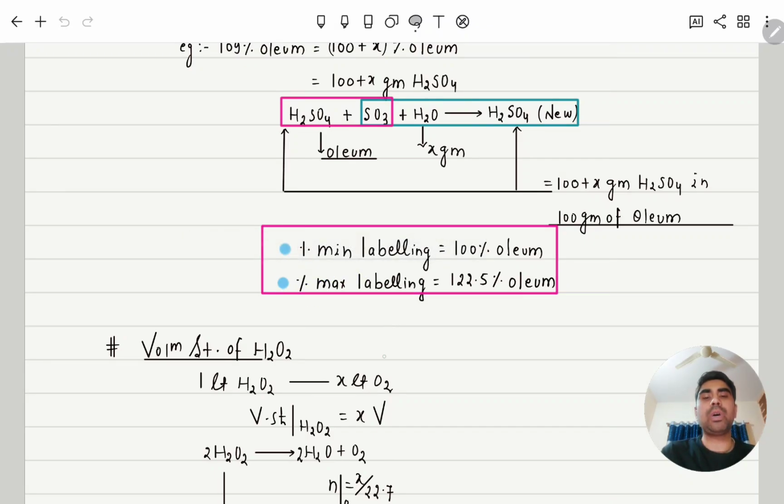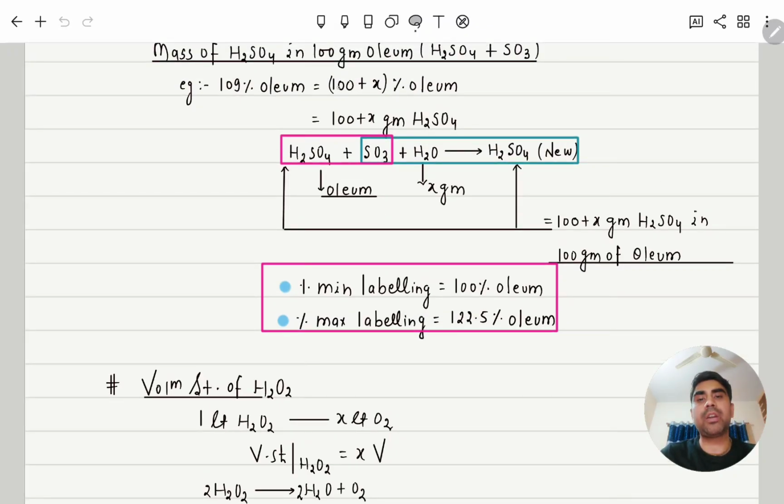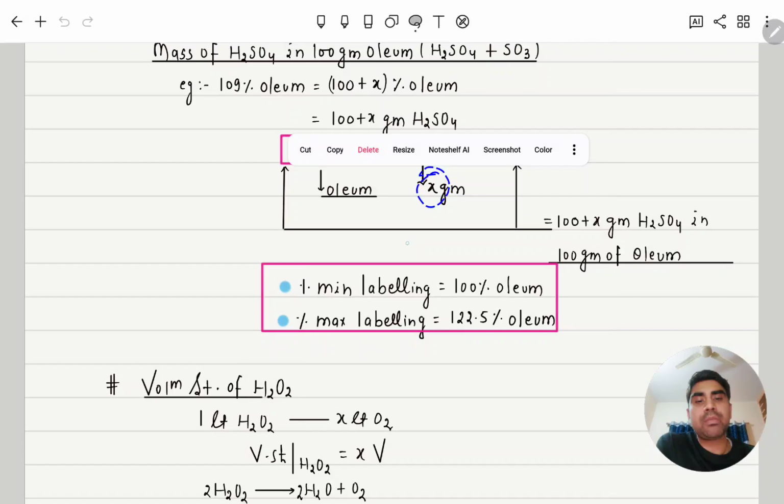Maximum labelling of oleum will be what? Let's suppose it is 100 plus X percent of oleum, and X I am taking as 100%. So if X is 100%, then 100 gram of SO3 will be there. So 100 divided by 80. How much will it be? You will get the mole, you can calculate.